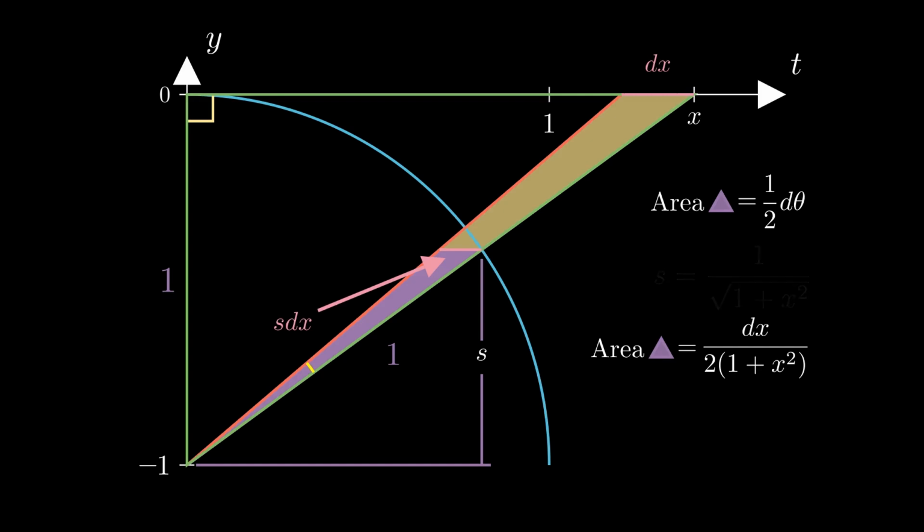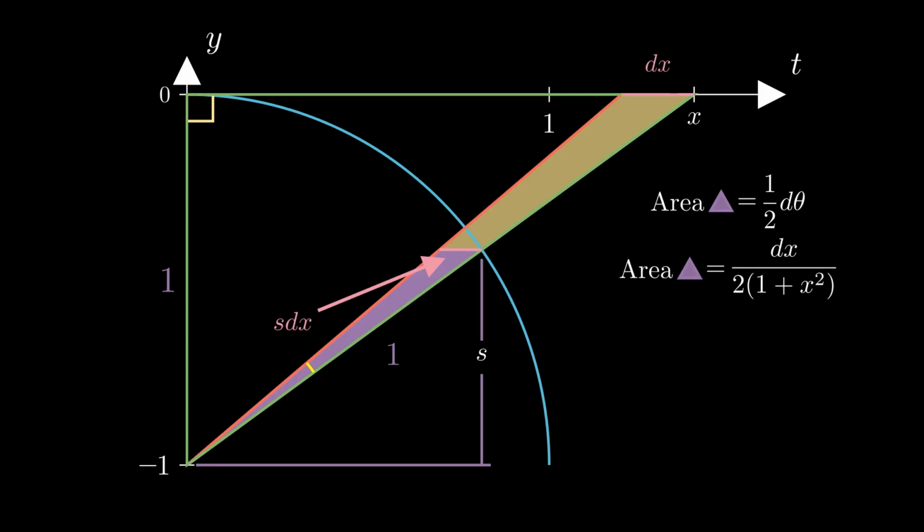If we equate the two equations for the area of the purple triangle, we find that 1/2 d theta is equal to dx over 2 times (1 plus x squared). Canceling the factor of 1/2 on both sides, we are left with the following. All that really must be done now is to divide by dx on both sides to get d theta dx is equal to 1 over 1 plus x squared.